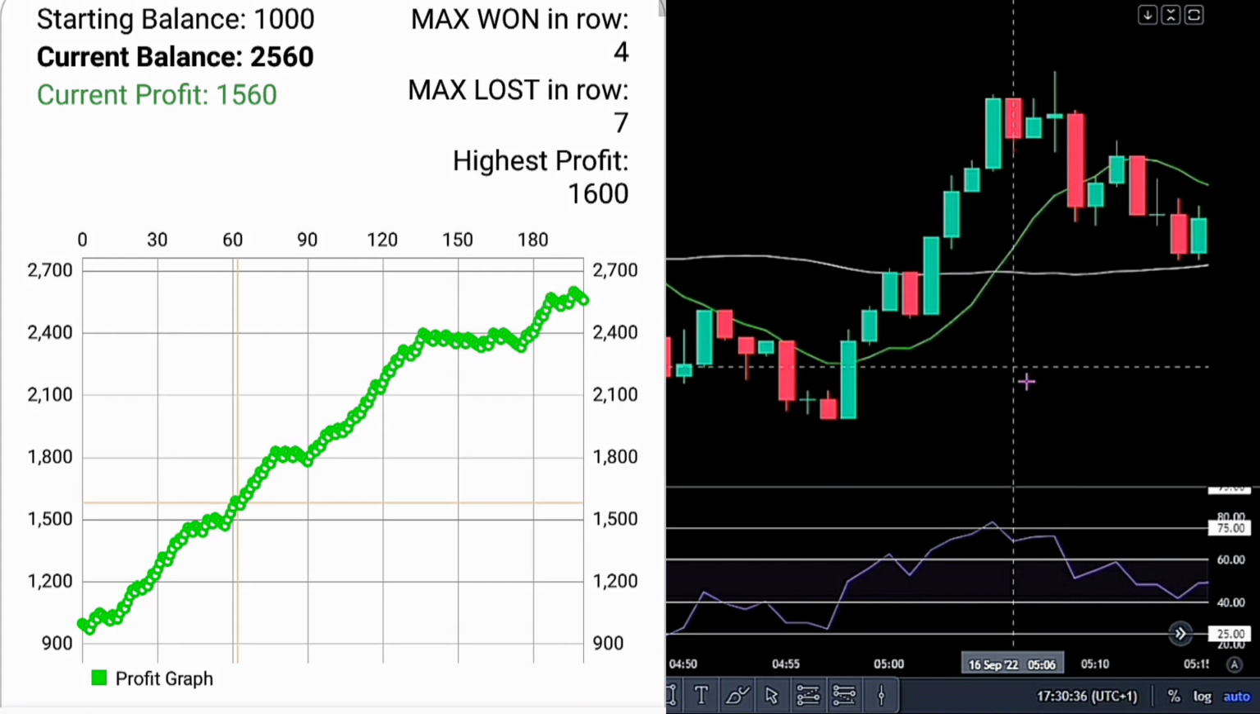Although commissions and spread fees would eat up some of the profit in real trading, because it was not included in the backtest, so you definitely want to expect that number to be lower when trading live. The profit factor for this strategy is not looking bad though, and we had 4 wins in a row against 7 losses in a row. So yeah, I'm definitely happy with these results.